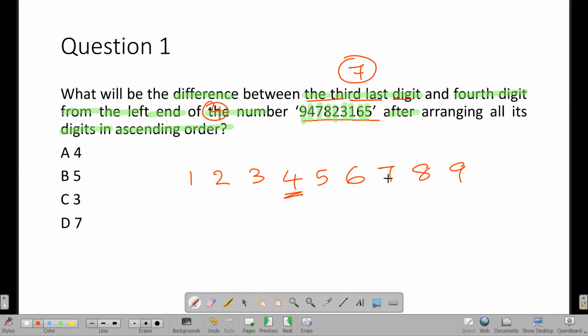Okay, so you were asked to find the difference between this 7 and this 4. That is, you are supposed to do 7 minus 4 in this case. And you know that 7 minus 4 is equal to 3. So for this question, 3 is the final answer. When you look at the answer choices here, option C reads 3. So you should mark option C as your choice. Now let's go to the next question.